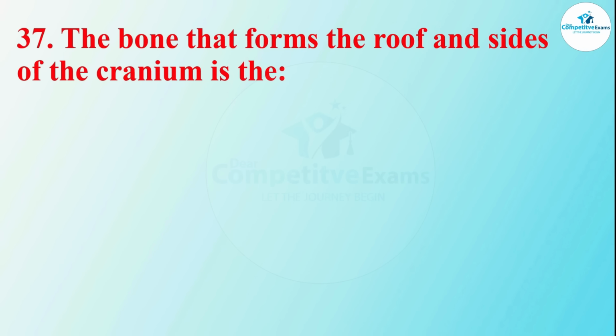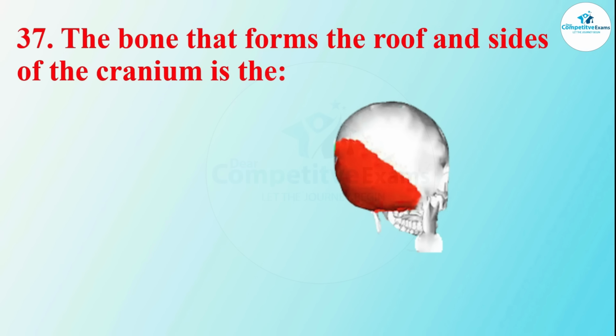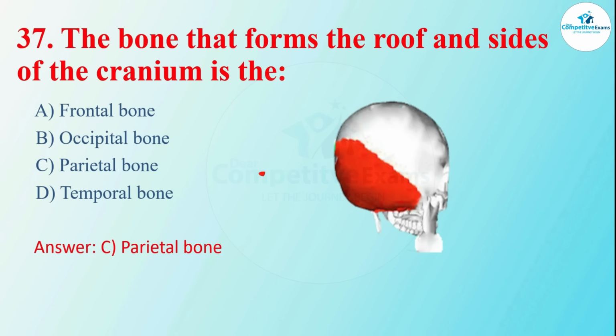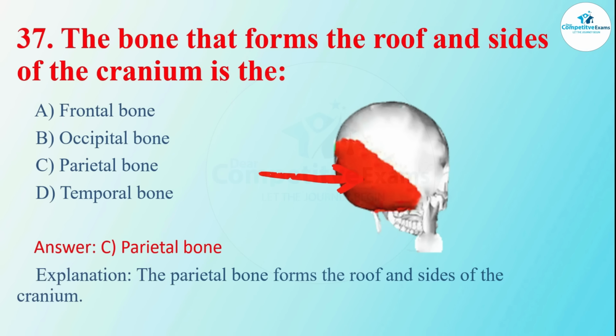The bone that forms the roof and sides of the cranium. What do you call the bone that forms the roof and the sides of the cranium? Your options are frontal bone, occipital bone, parietal bone or temporal bone. The right answer is parietal bone. The parietal bone forms the roof and the sides of the cranium. Right, let's move on to question number 38.